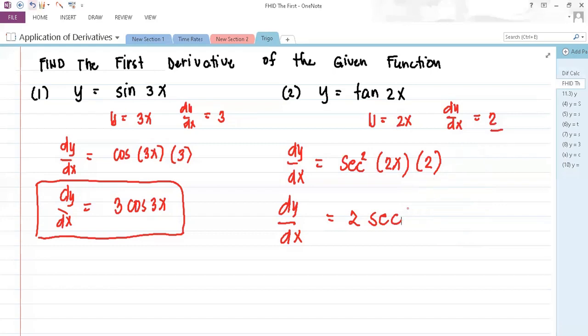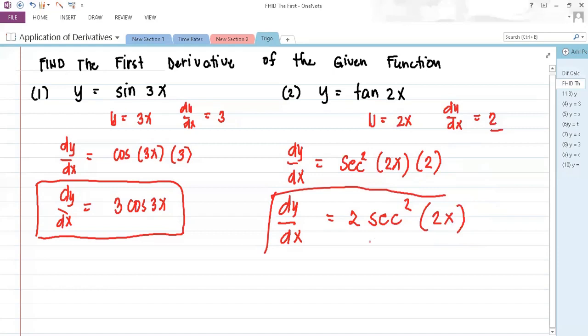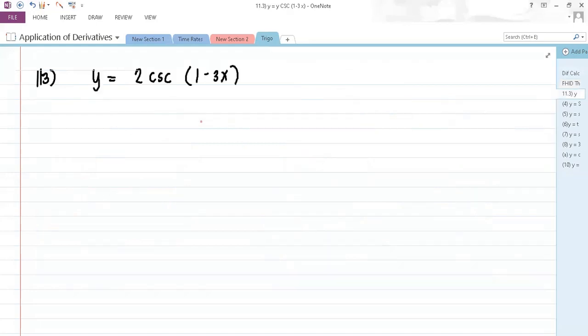So this will be our answer for problem number 2. Let's proceed to our next problem. Same as before, we have to find the first derivative of the given function, which is y equal to 2 cosecant of (y minus 3x).